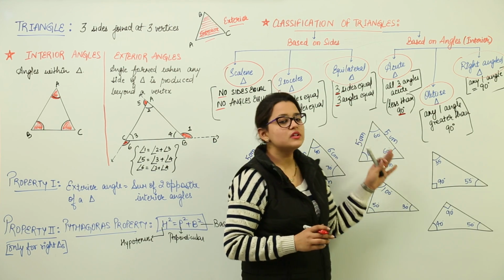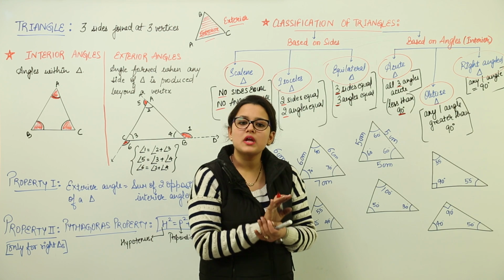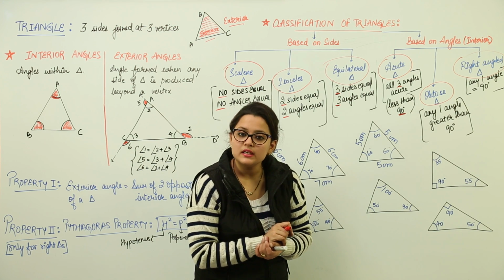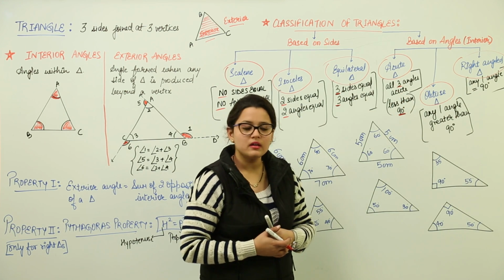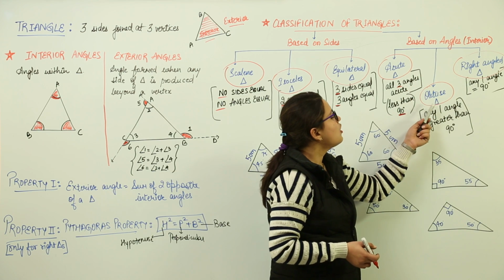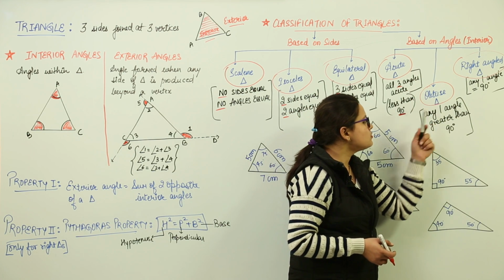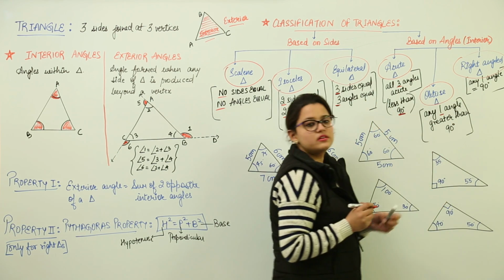So that means if in a triangle we have three angles, if all the three angles of a triangle are less than 90 degrees in measurement, that will be an acute triangle. Similarly, we have the next one based on angles, that is obtuse triangle. In obtuse triangle, we have any one angle greater than 90 degrees.